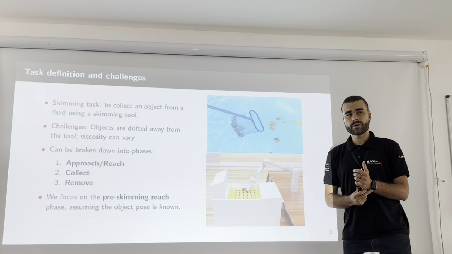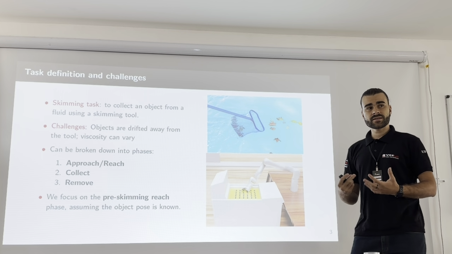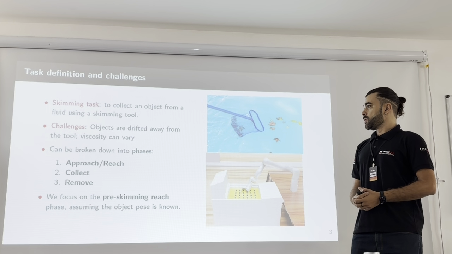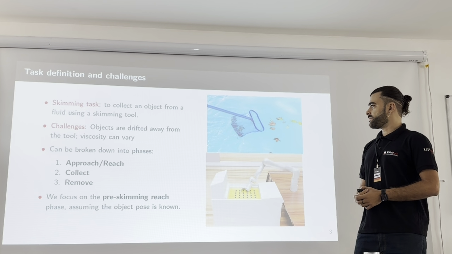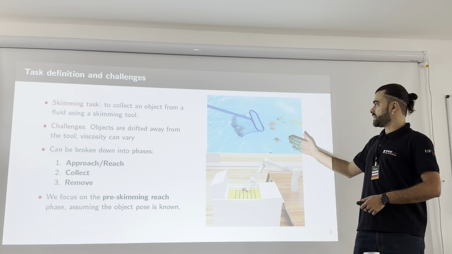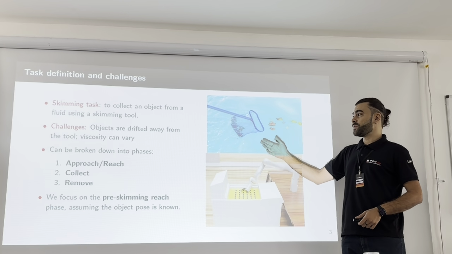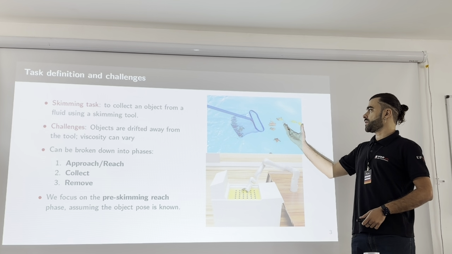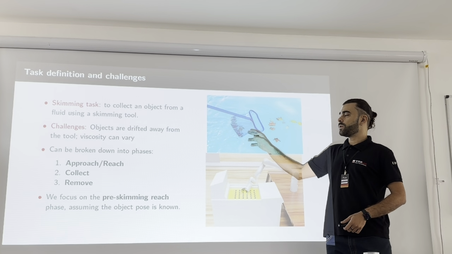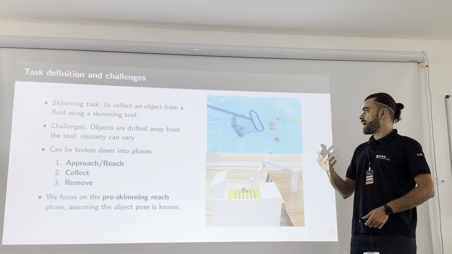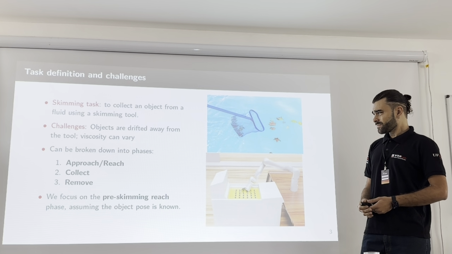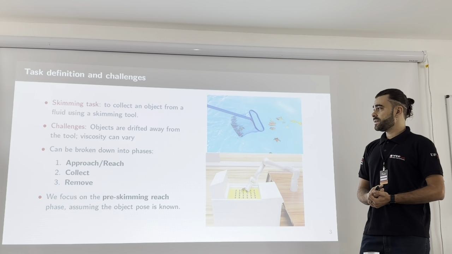Moving forward, we're going to define our main task, and then we're going to show a couple of challenges. So the skimming task can be defined as collecting an object from a fluid. In this case, we see a human using a skimming tool, collecting objects, in this case leaves, from the water. So you see that the tool allows the fluid to go through as you collect the objects and remove them from the fluid. Several challenges arise.